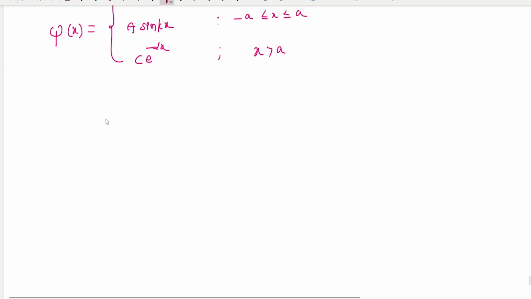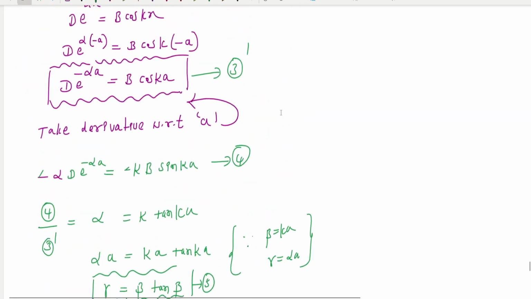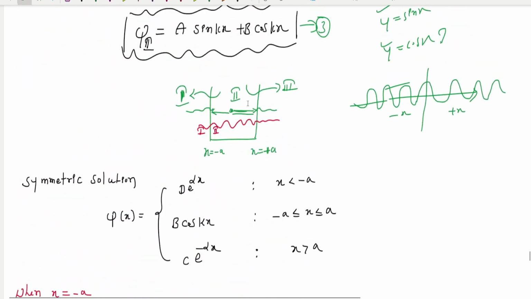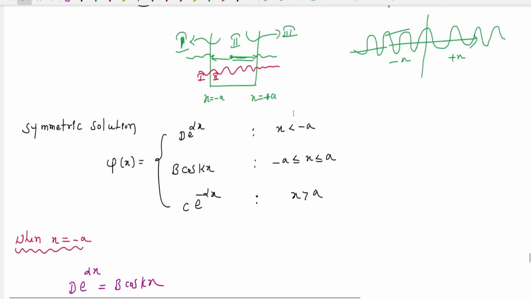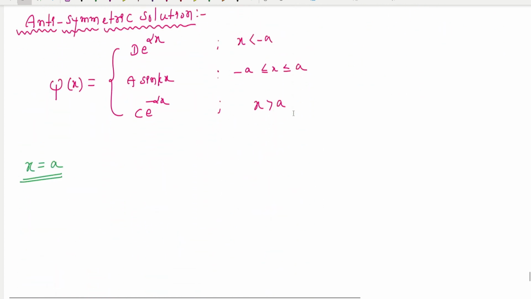Now I'm going to apply the second boundary condition. What is the second boundary condition? x equal to plus a. In the same way as the explanation before, in the second boundary condition also the region 2 solution will match the region 3 solution. So therefore, the wave function must be continuous.